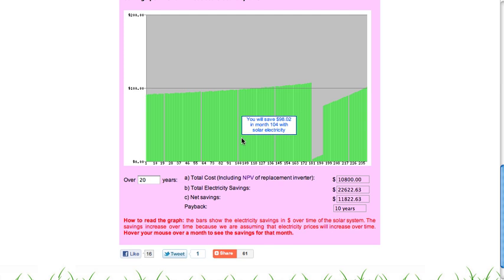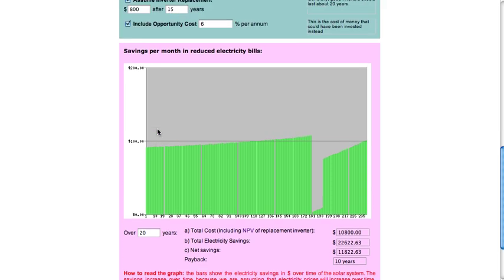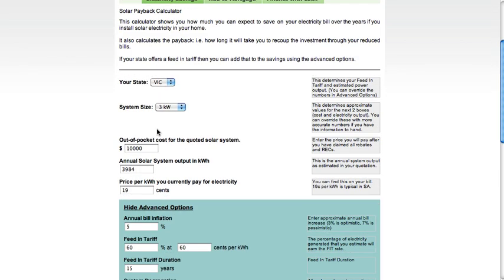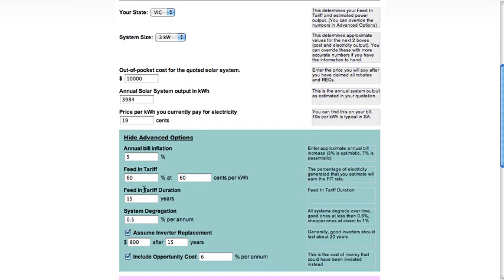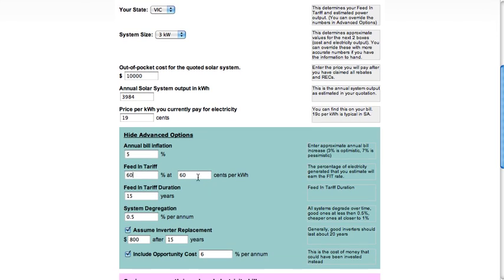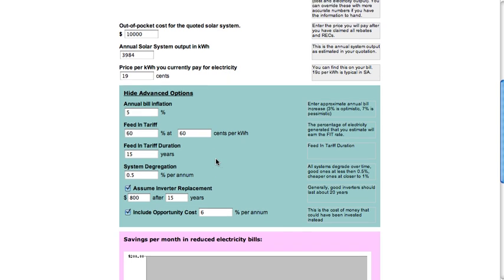The idea of this graph is that it shows you the cash flow of owning the system on a month-by-month basis. So you can see as I move the mouse over the bars, it's telling me in this situation, which is, let's just remind ourselves, we are in Victoria, we've got a 3 kilowatt system, it's costing us $10,000, it's generating just short of 4,000 kilowatt hours a year. We've got the feed-in tariff, we're exporting 60% of our electricity.